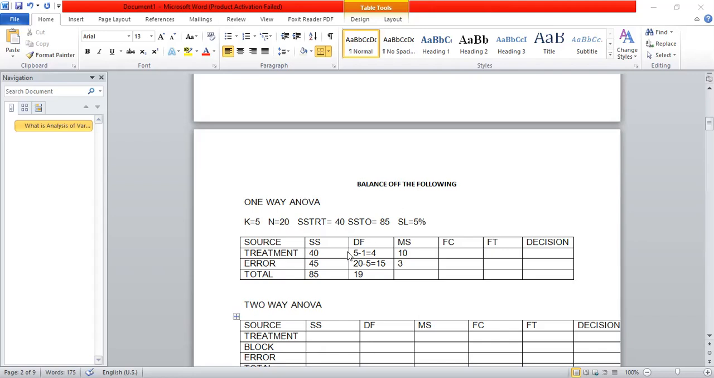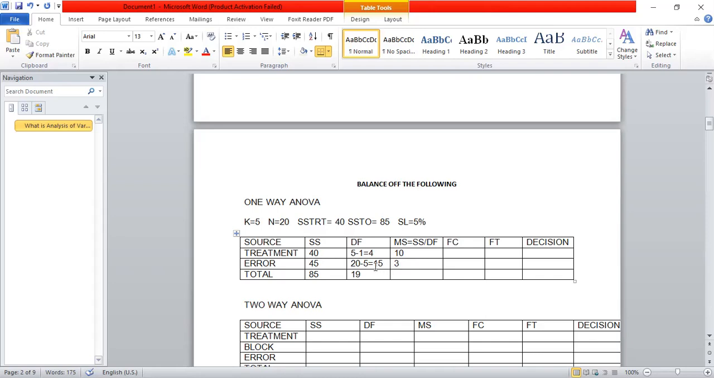Okay, Yolanda, explain how we got these figures here. The mean square is simply when you divide the sum of square over what? The degree of freedom. So this answer divided by that answer, we get 10. 45 divided by 15, we get 3. Is that clear? Amaka, is that clear?